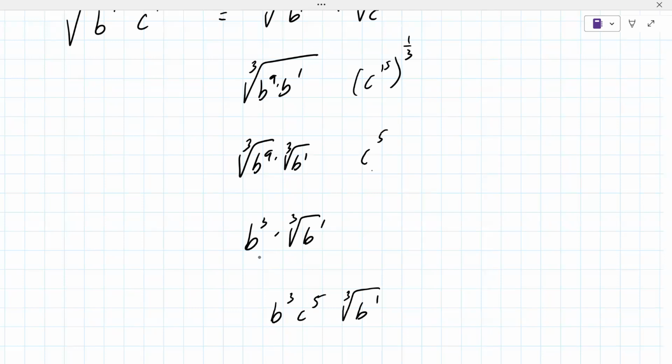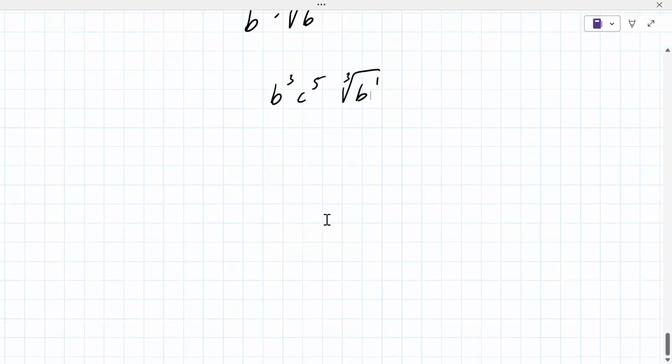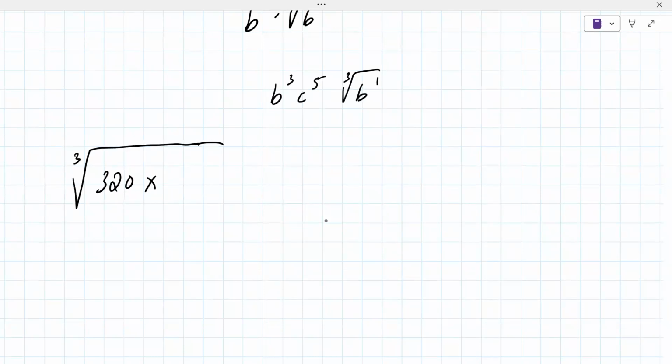Okay, you ready to try one on your own? All right, so here we go. We're going to do the cube root of 320 x to the 8th y to the 21st z to the power of 32. 31. Make that 31.